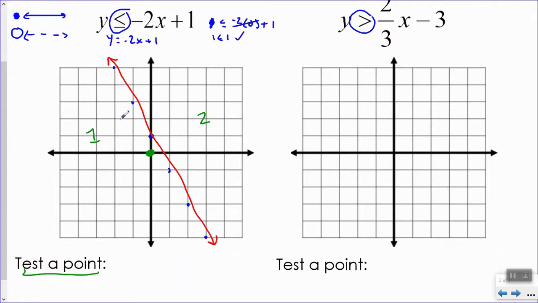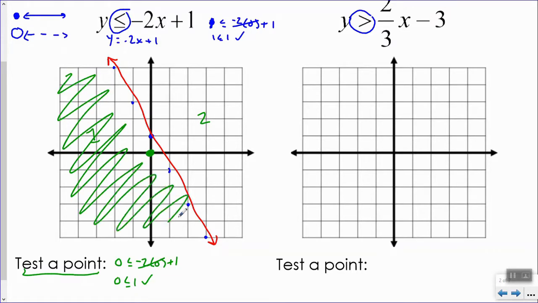If it turns out that I plug in the origin and I get a false statement, that means that the origin and all the points on this side are not part of my solution set, and that my solutions sit on the other side of the graph. So we substitute in the origin, we say 0 is less than or equal to negative 2 times 0 plus 1, and we get 0 is less than or equal to 1, which is a true statement. So we're just going to go ahead and shade in that side of the boundary line. And now we have a complete graph of this inequality.